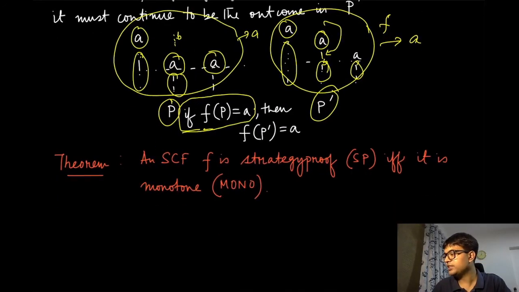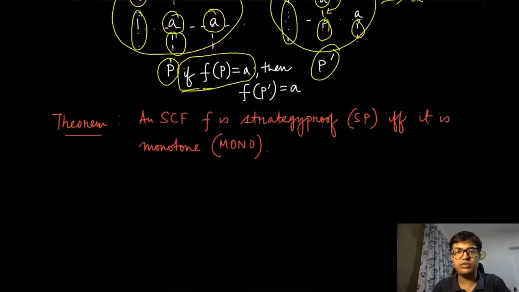Now let us conclude with one result, and we'll prove it next time. A social choice function is strategy proof if and only if it is monotone. It is an if and only if condition.